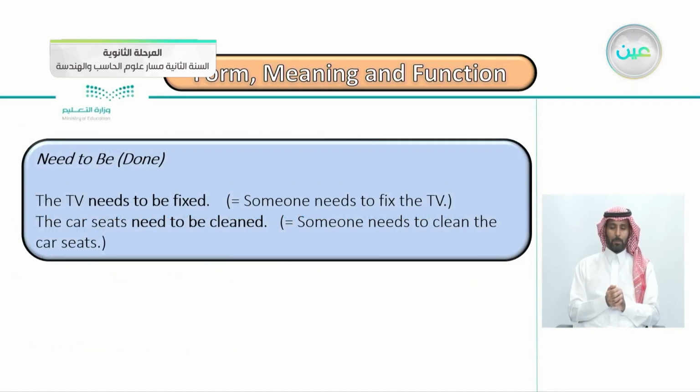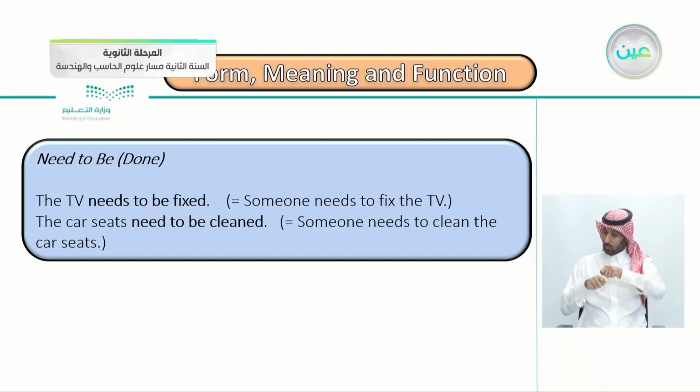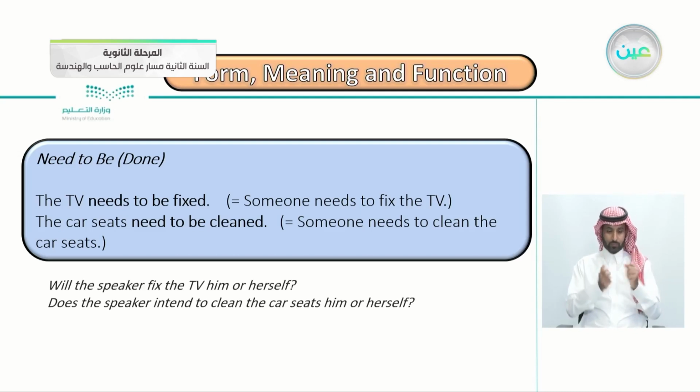And the second part of the lesson here needs to be done. Done here is the past participle, of course. The TV needs to be fixed. When you say the TV needs to be fixed, meaning someone needs to fix the TV. It's not you. You say someone needs to fix the TV. The car seats need to be cleaned. Someone needs to clean the car seats.